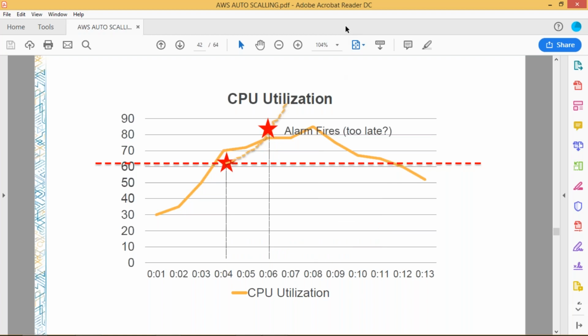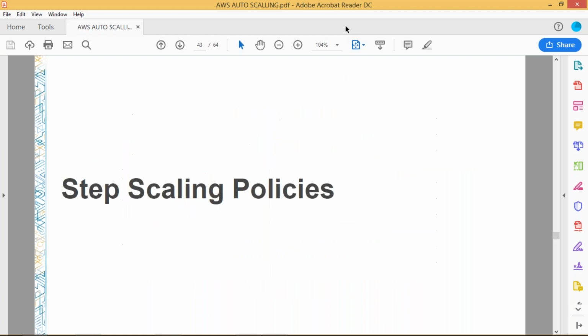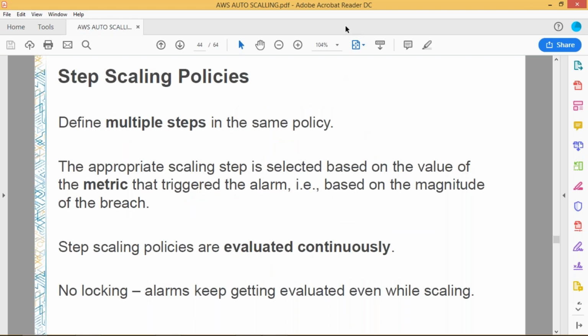If the alarm fires too late, there are step scaling policies, so you can provide step by step scaling. The appropriate scaling step is selected based on the value of the metric that triggered the alarm. Step scaling policies are evaluated continuously. There is no locking; alarms keep getting evaluated even while scaling, right?